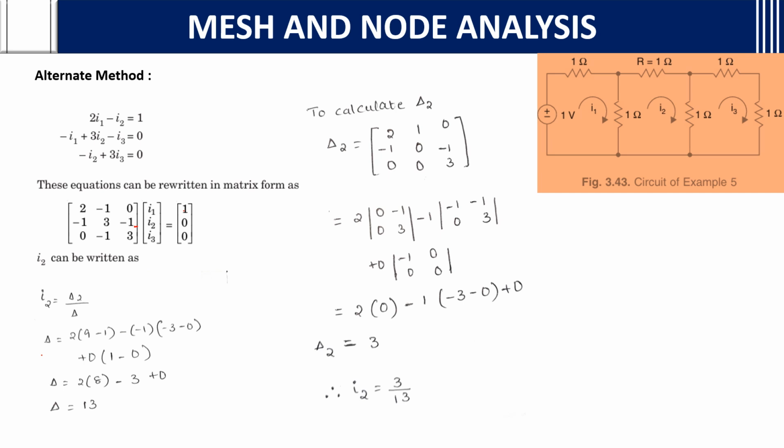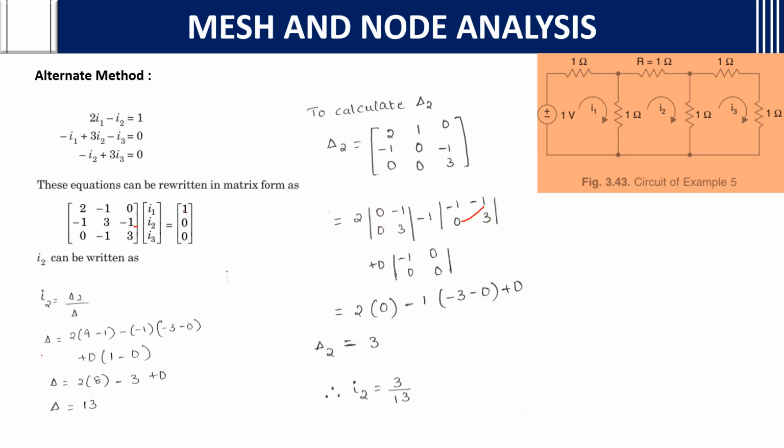After doing this, we need to find the delta of this again. 2 into 0 minus 0, then minus 1 into, we need to take minus for the second column. I think you know the rules of the matrix. So minus 1 into minus 1 into minus 3 minus 0 plus 0 into 0 minus 0 anyway. Delta 2 you will get 3. I2 is equal to 3 by 13.